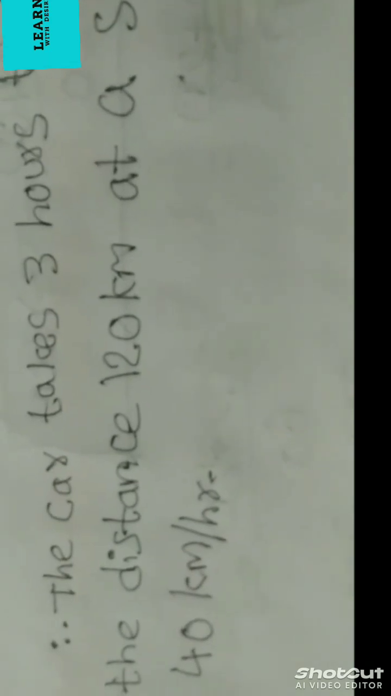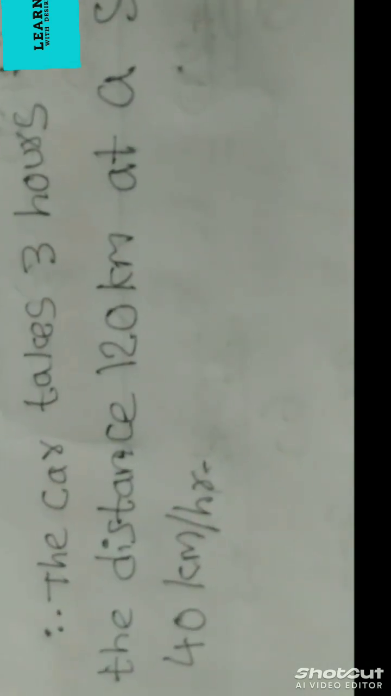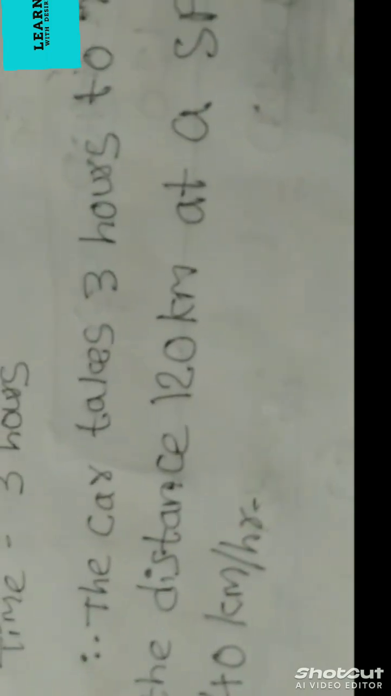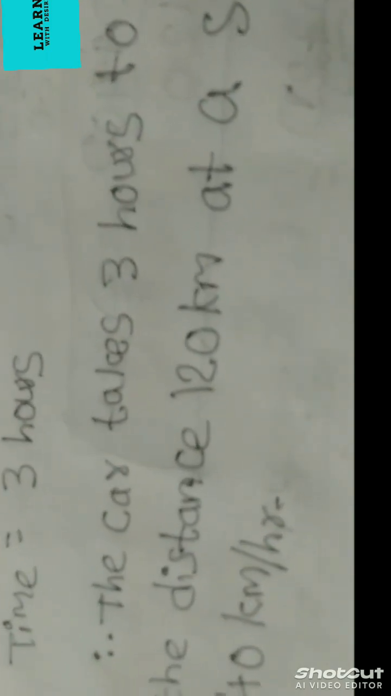Therefore, the conclusion: the car takes 3 hours to reach the distance of 120 kilometers at the speed of 40 kilometers per hour. In this way, you can find the time, distance, and speed.